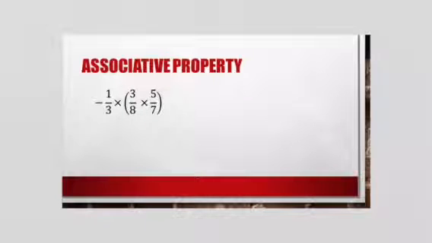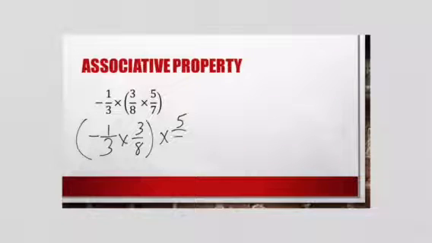Here's the associative property of multiplication. Now you should remember this one from our last chapter also. What can we do? We can change who associates. We can change the grouping. In this case, I'll have negative 1/3 in parentheses times 3/8, and whatever that equals times 5/7.